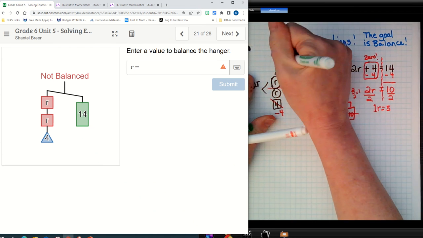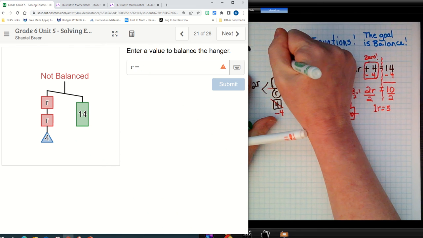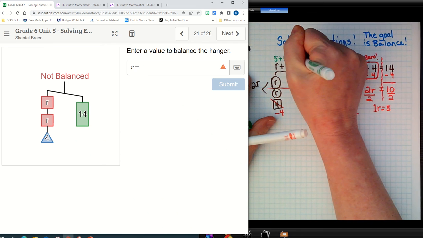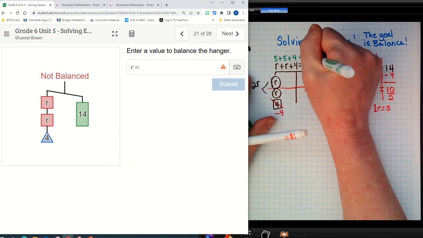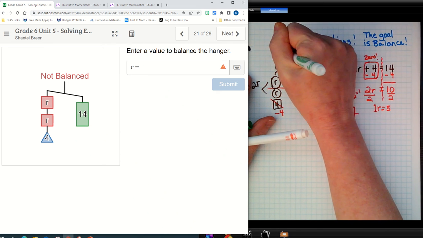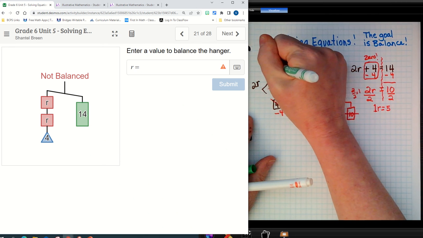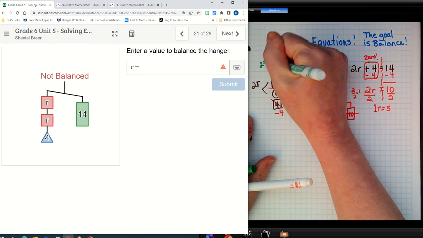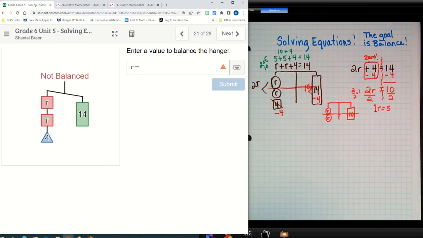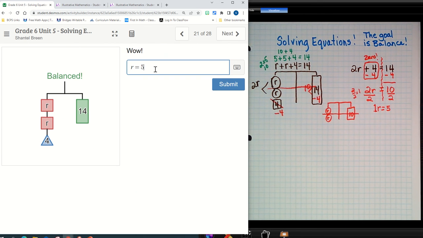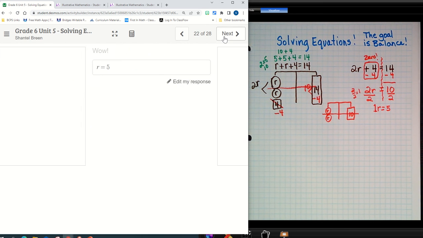Go back up to the original equation. 5 plus 5 plus 4. Is that equal to 14? Well, 5 plus 5 is 10, and 10 plus 4 is 14. Or we could say 2 times 5 is 10. And 10 plus 4 is 14. So it checks. All right, let's plug it into Desmos. And 5. Balanced. Submit. And let's take a look.